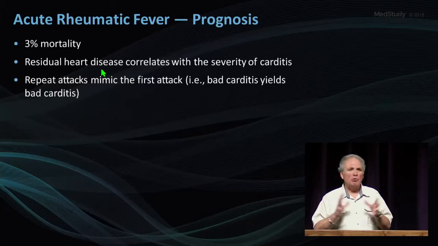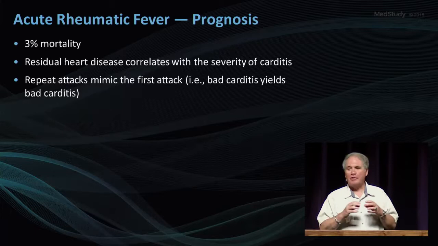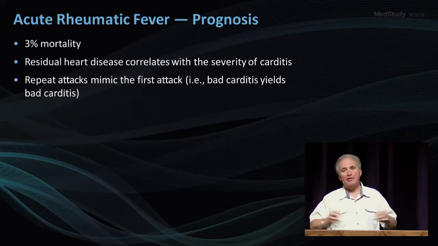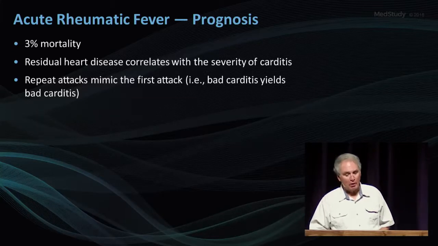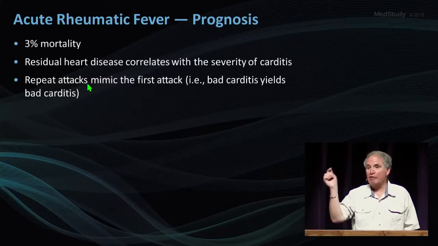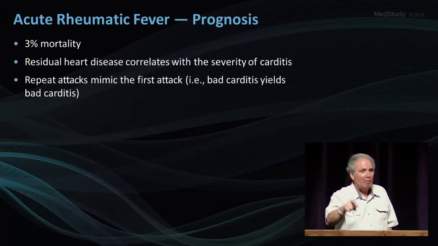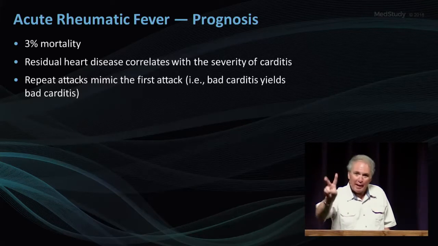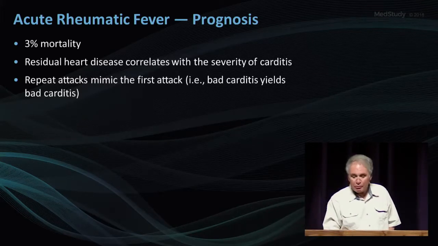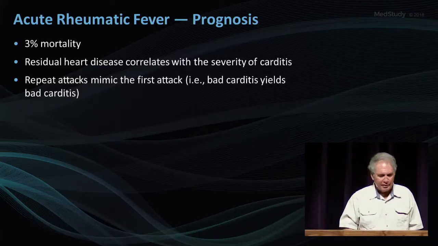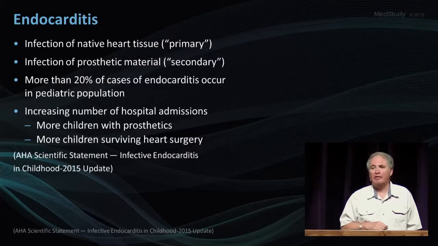And the residual heart disease correlates with the severity of the carditis. So somebody who presents with massive aortic insufficiency, massive mitral insufficiency, more likely to have residual heart disease. And if they get another attack of rheumatic fever, if you forget to provide the prevention strategy, if they had bad carditis the first time, they'll have bad carditis the second time. So it's really, really important to prevent a second attack of rheumatic fever.